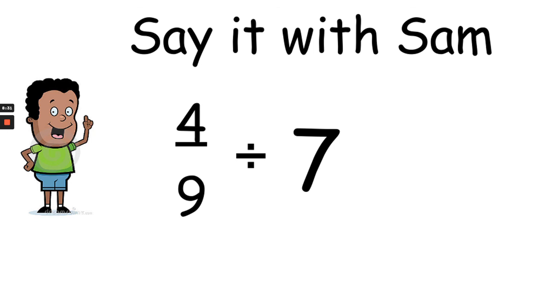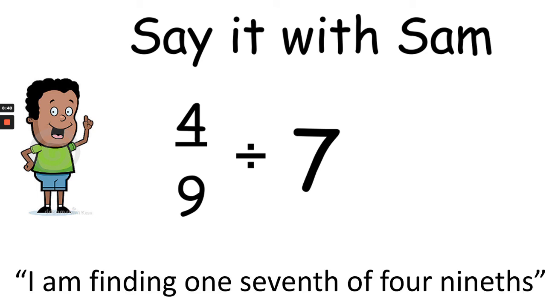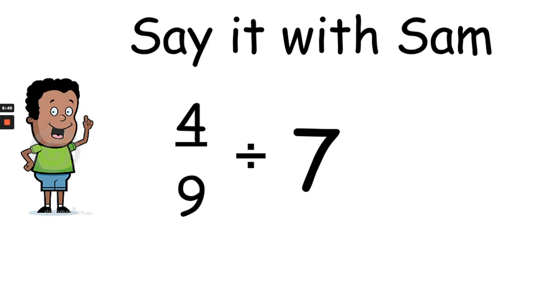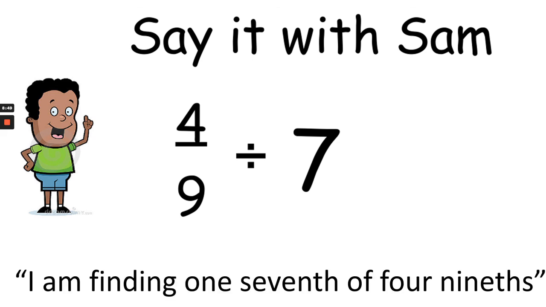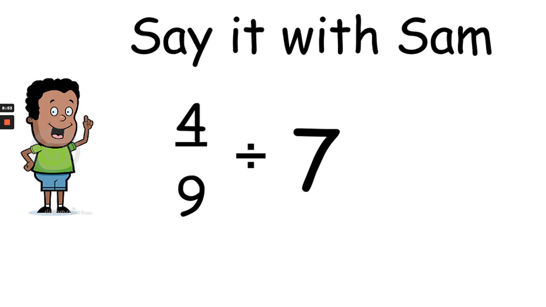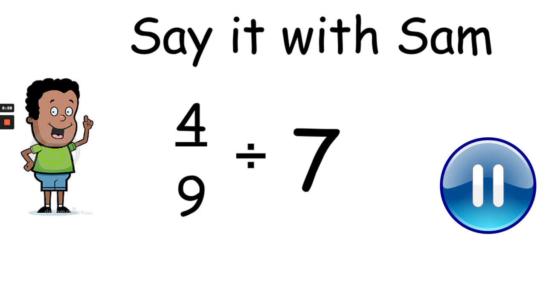All right, we've got Sam again, but this time he's dividing. He's dividing by 7. When I divide by 7, I'm finding 1/7. I am finding 1/7 of 4/9. Say it, year 6. I am finding 1/7 of 4/9. Say it again. Now you can pause your video. Make sure that you're writing down the equation first and you'll see how you need to solve it.